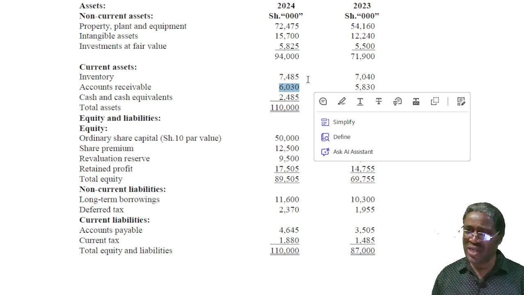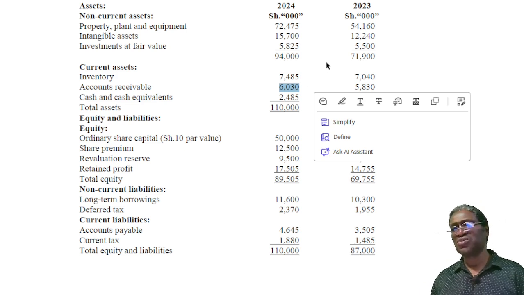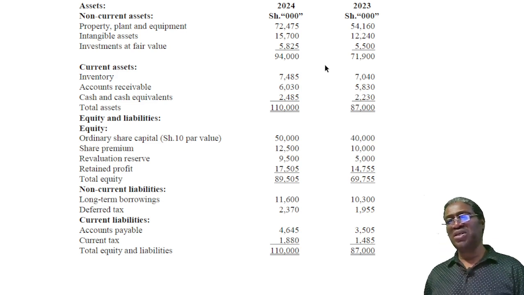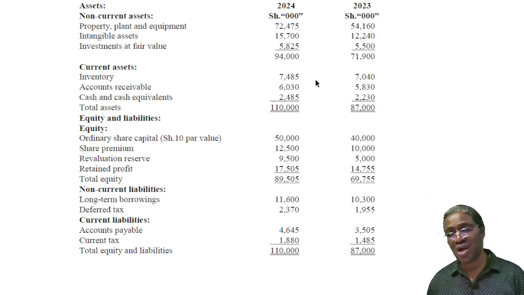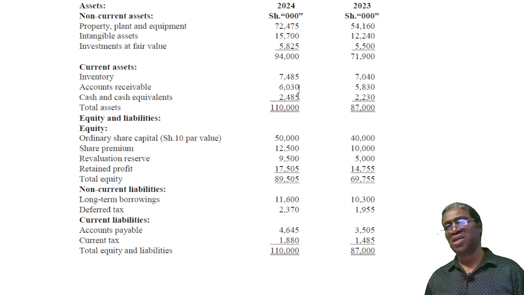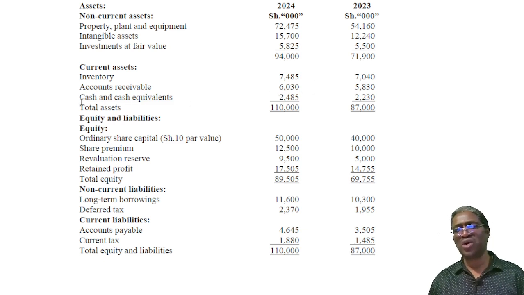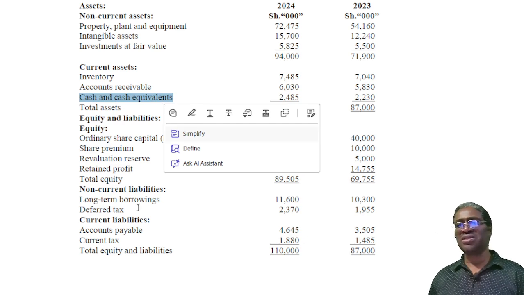We have no other additional information concerning it. So there was an increase in debtors, or what we can call accounts receivable. That's okay. Next, from there, we normally go to cash and cash equivalent.